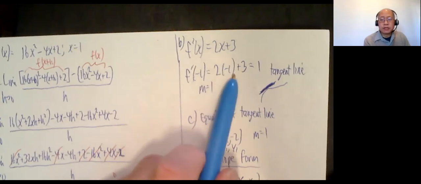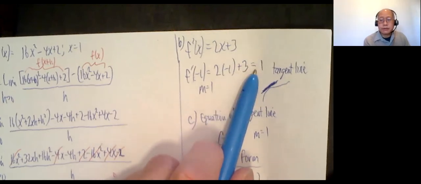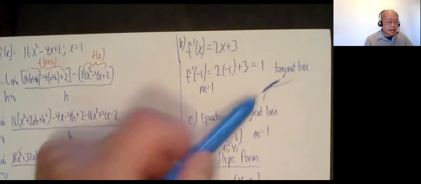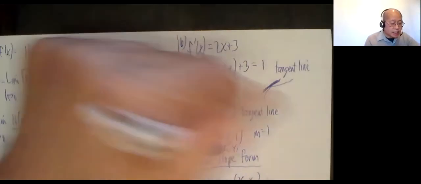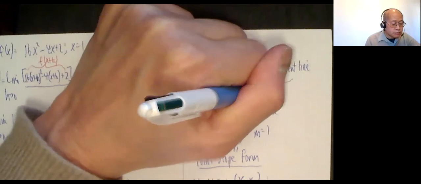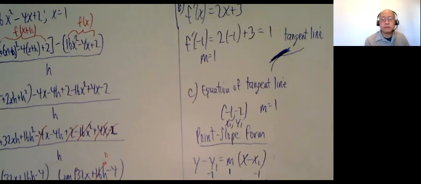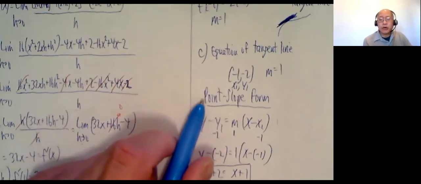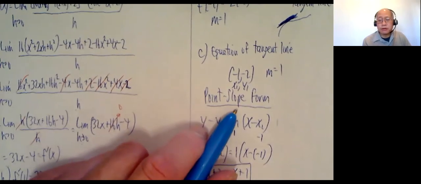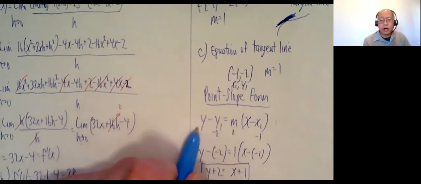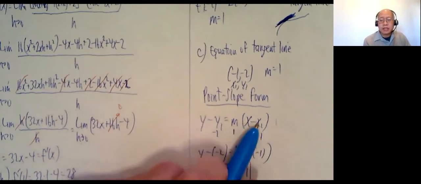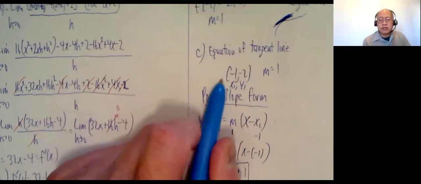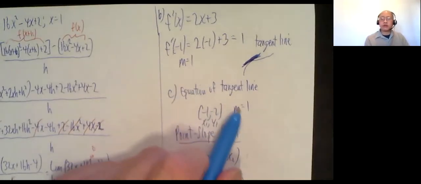2 times -1 plus 3, which is 1. That's the slope of the tangent line. So the tangent line is a line that just grazes the graph like so. It's called a tangent line. The equation of the tangent line, put it in point slope form. That was back from algebra. So remember the point slope form, y minus y1 equals m times x minus x1. They already give us the point, -1, -2. We had to figure out the slope. We now figured out the slope is 1.